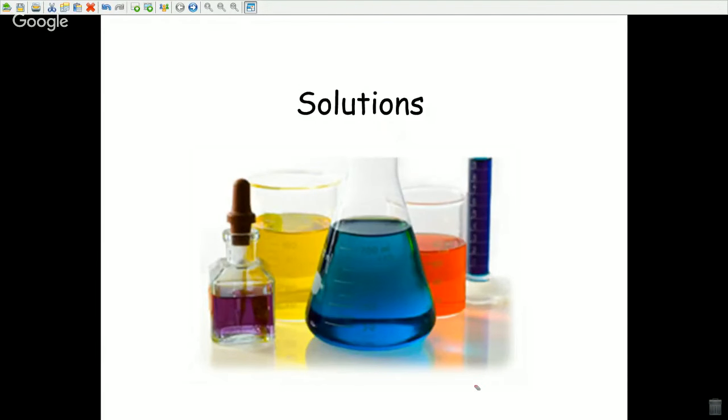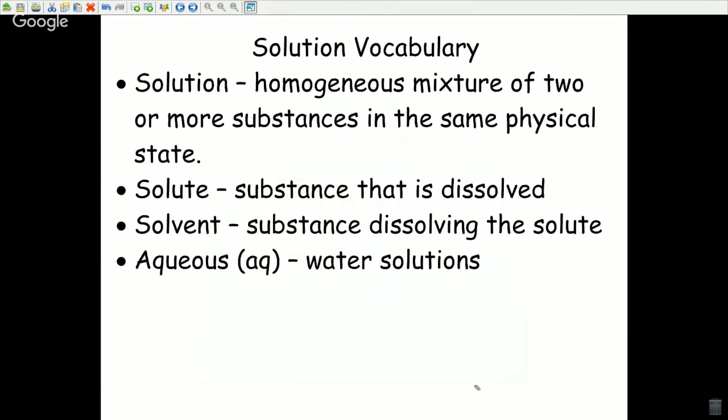So let's get started. A solution is a homogeneous mixture of two or more substances in the same physical state. Usually that's a liquid or a gas. A solute is a substance that is dissolved, and the solvent is what's dissolving the solute. And normally we use water because it's such a common solvent and it's really good at dissolving things. So when you see AQ written in a chemical equation, remember that means that it's a water solution.